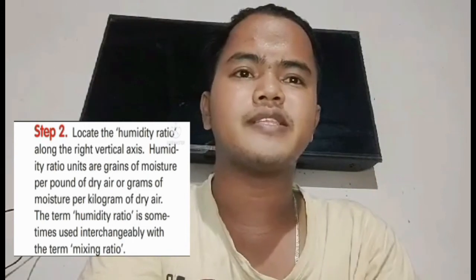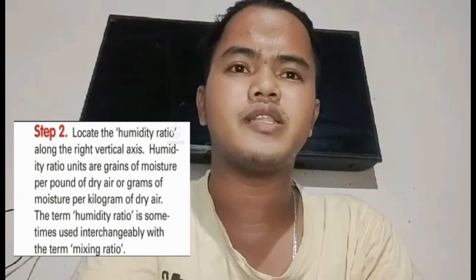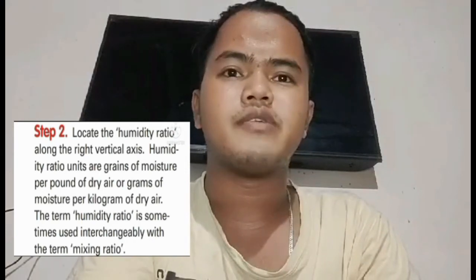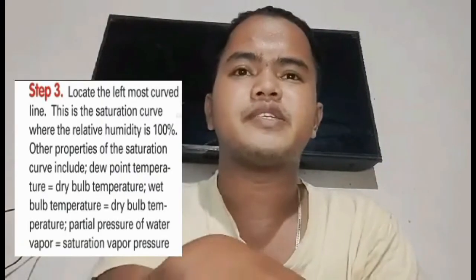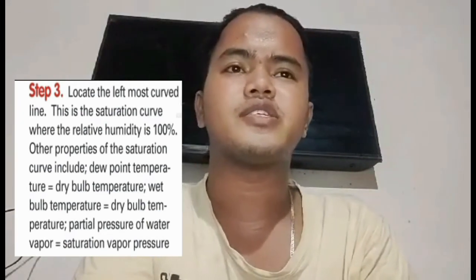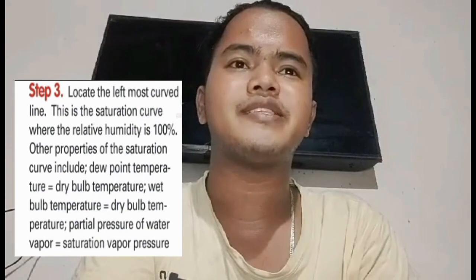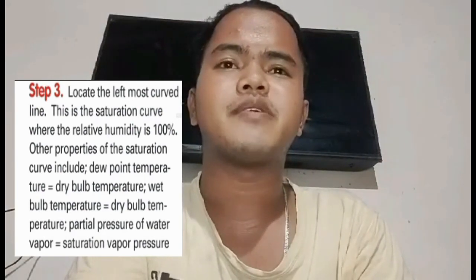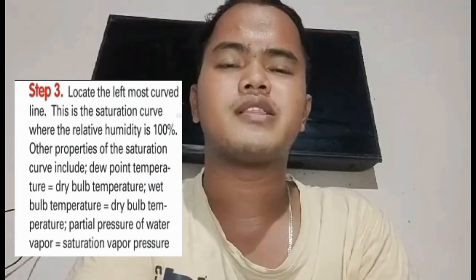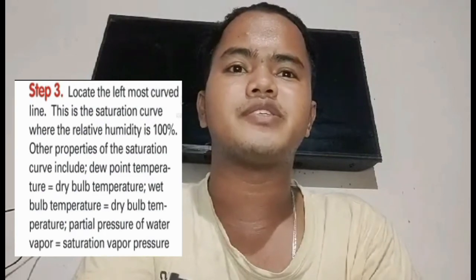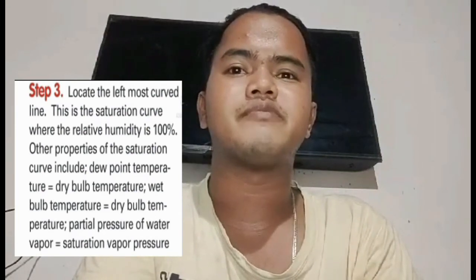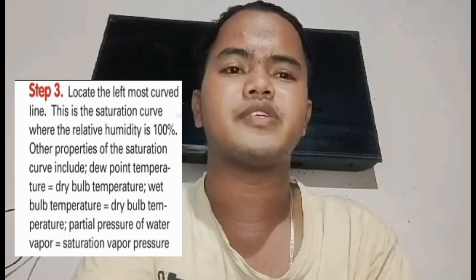The term humidity ratio is sometimes used interchangeably with the term mixing ratio. Step 3. Locate the leftmost curved line. This is the saturation curve, where the relative humidity is 100%. Other properties of the saturation curve include: dew point temperature equals dry bulb temperature, wet bulb temperature equals dry bulb temperature, and partial pressure of water vapor equals saturation vapor pressure.